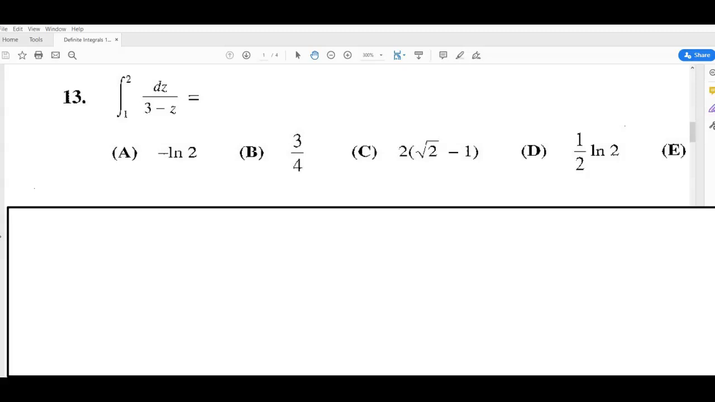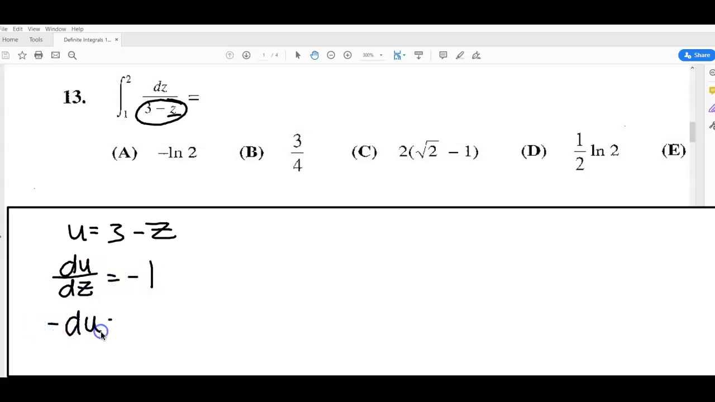A lot of times whenever you have an expression in the bottom, that's going to be your u, especially if the derivative of the denominator is in the numerator. In this case, that's just a negative 1, and that's okay. Constants don't matter. So my u is going to be the denominator, 3 minus z. The derivative of u with respect to z is negative 1, which means that negative du is equal to dz.